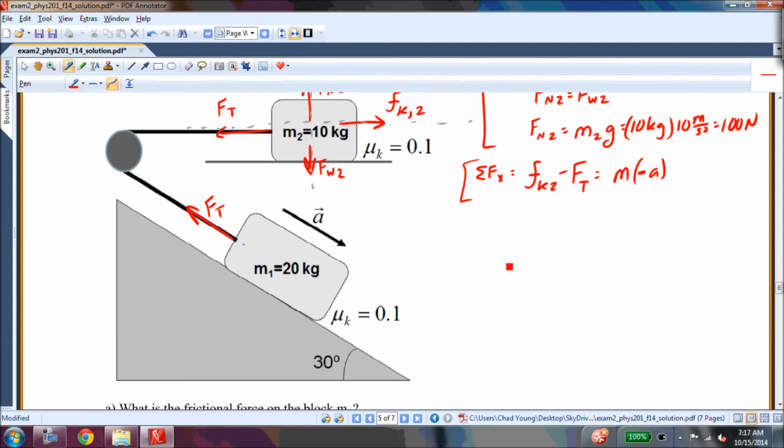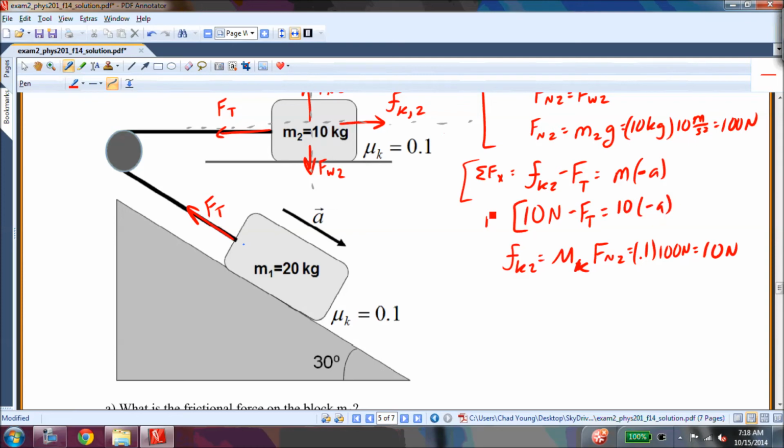All right, so I know that Fk2 is equal to mu k times Fn2. I've already found Fn2, so that's going to be 0.1 times 100 newtons, so it's going to be 10 newtons. And then I can take that and say that this is 10 newtons minus Ft equals 10 times negative A. And I'll come back to this equation. We'll call this equation 1. All right, but notice it has two unknowns.